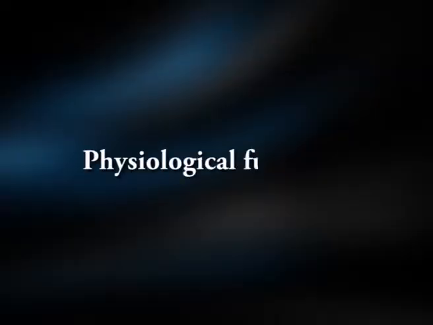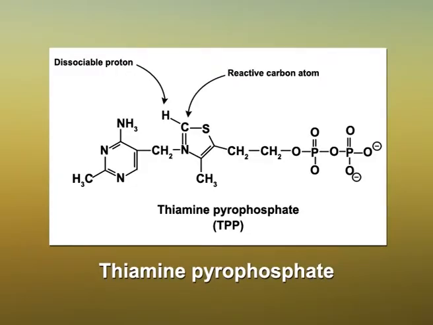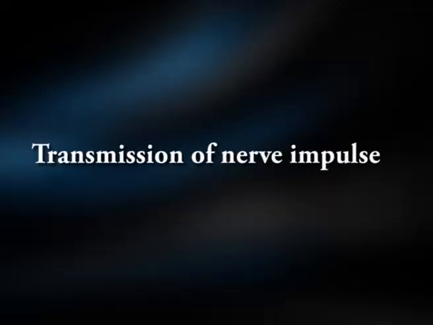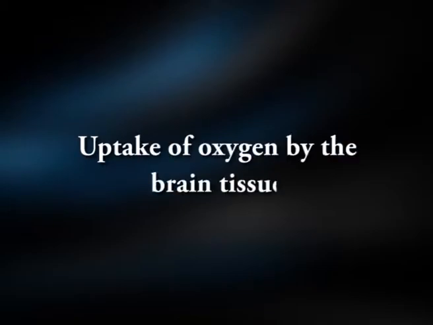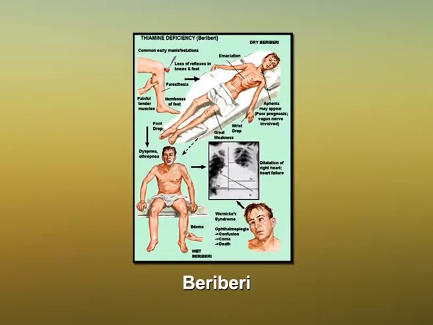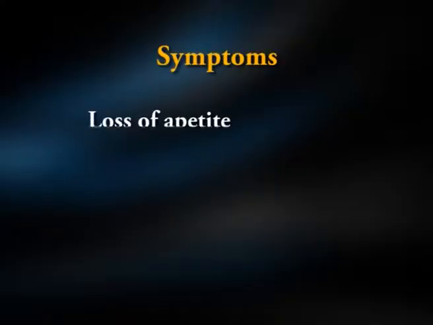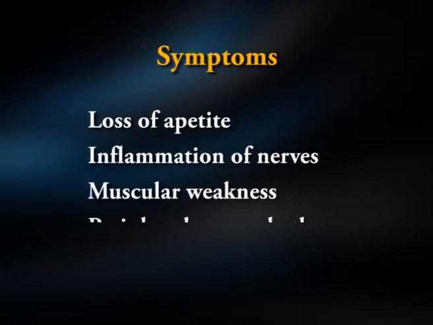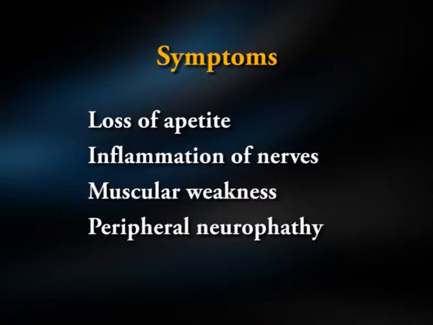The physiological functions. Number 1, thiamine is involved in carbohydrate metabolism. Number 2, thiamine pyrophosphate, TPP, plays an important role in the transmission of nerve impulse. Number 3, thiamine is also responsible for the normal uptake of oxygen by the brain tissue. Deficiency symptoms. A deficiency of this vitamin causes a serious disease known as beriberi. Its symptoms are loss of appetite, inflammation of nerves, muscular weakness, and peripheral neuropathy.